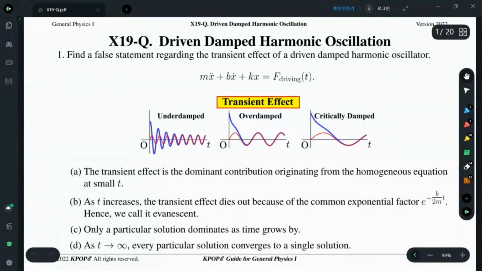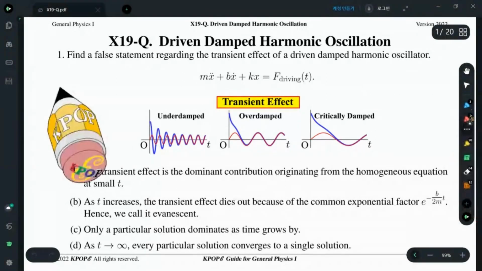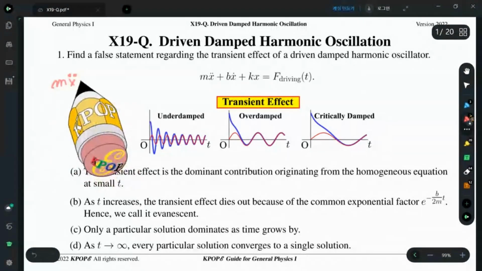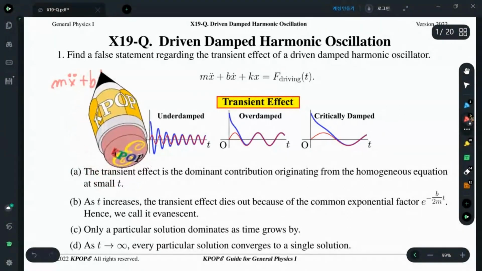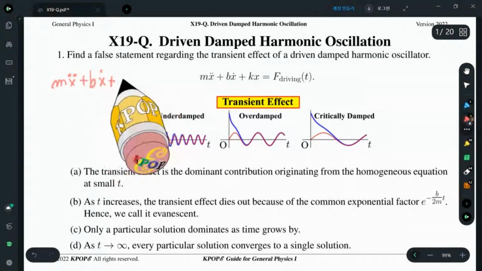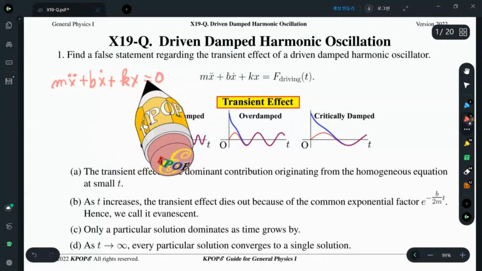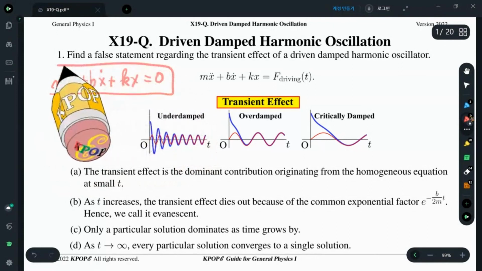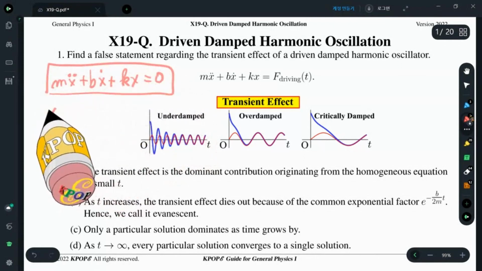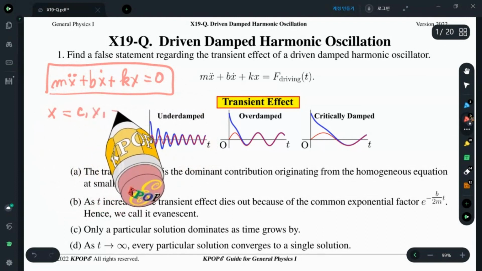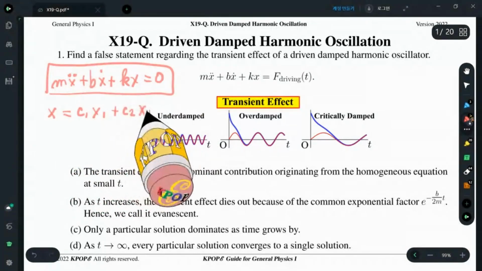Okay, let's begin with X19, Driven Damped Harmonic Oscillation. In the last class, we studied the damped harmonic oscillator, whose equation of motion is of this form. And now we know that this X is a linear combination of two linearly independent solutions.